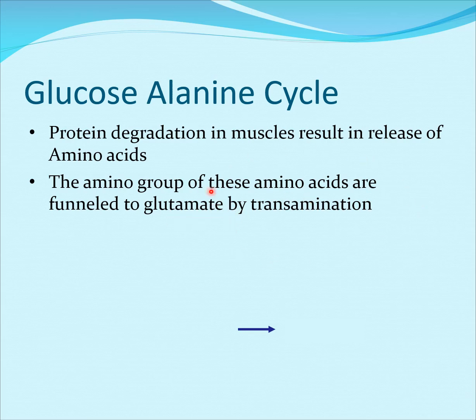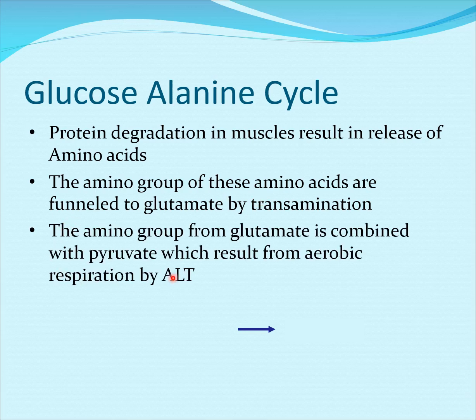So rather than transporting glutamate directly, glutamate is converted into alanine by ALT. The amino group from glutamate is combined with pyruvate, which is produced in aerobic conditions in the muscle, only in aerobic. In non-aerobic conditions there will be no pyruvate; we know there's lactate. So this glucose-alanine cycle only functions in aerobic conditions. The amino group of glutamate is combined with pyruvate, resulting from aerobic respiration, by ALT. This is glutamate, pyruvate, and alanine.